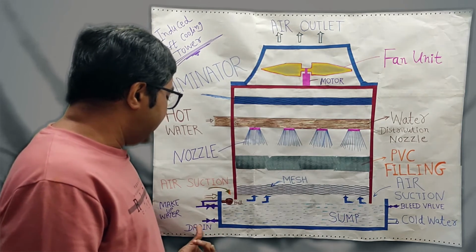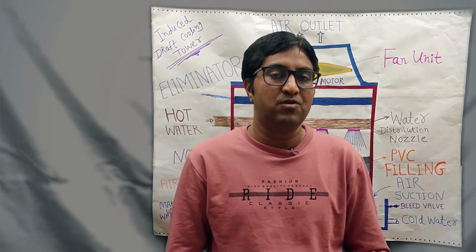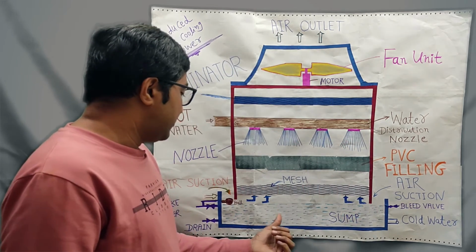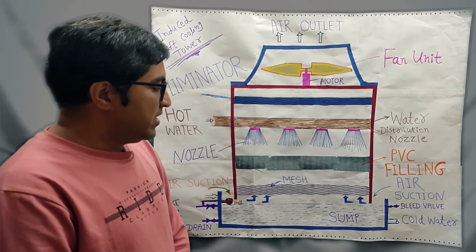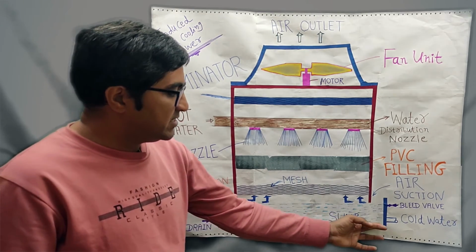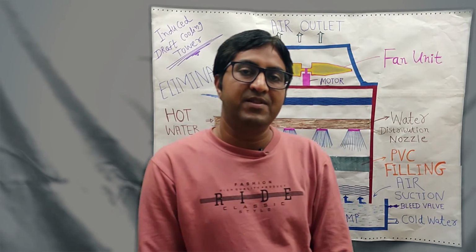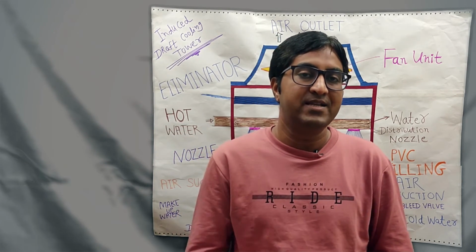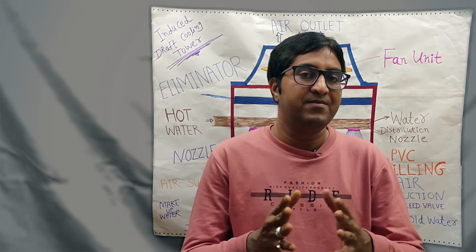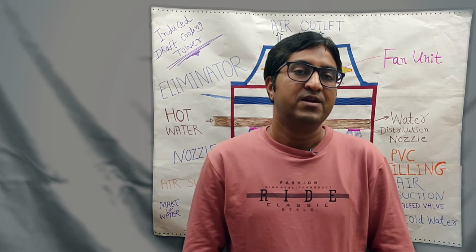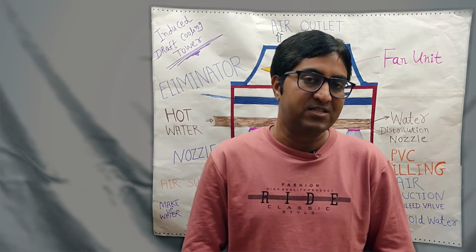Here you can see the drain. The function of the drain is that whenever we require maintenance, the cold water is removed from the sump, the sump is emptied and we can clean it. Similarly, here you can see this is the cold water outlet, and it is connected with the condenser inlet, so we can recycle this water. This cooling tower is connected with the condenser, and its main function is to reduce the temperature of the hot water coming out from the condenser.